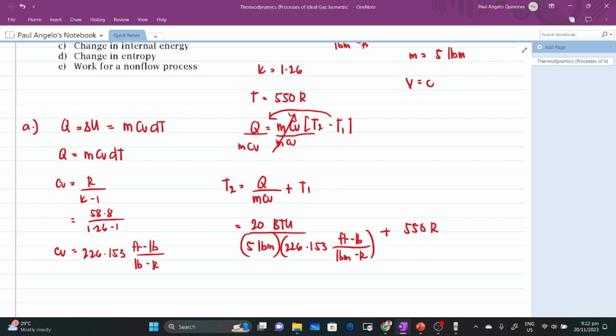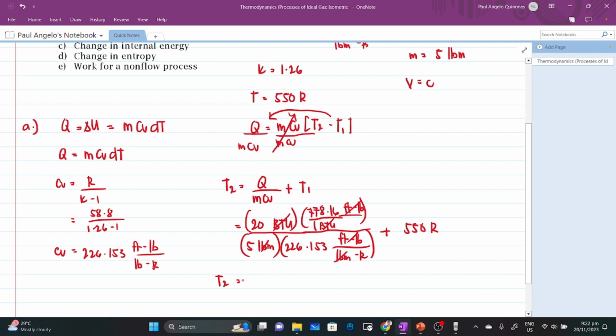As you can see here, pound mass will cancel out. We cannot cancel BTU and foot-pounds, so we need a conversion factor. That is, in 1 BTU, there is 778.16 foot-pounds. So BTU and foot-pounds cancel, leaving us with Rankine.